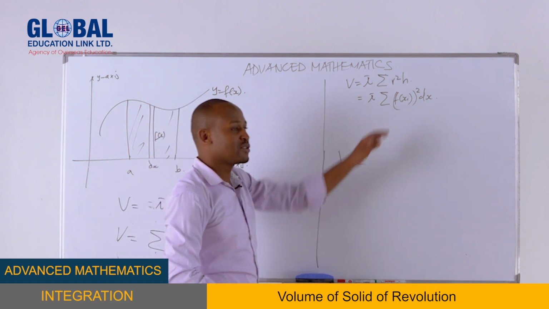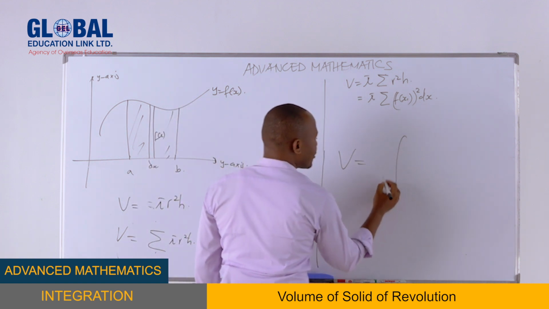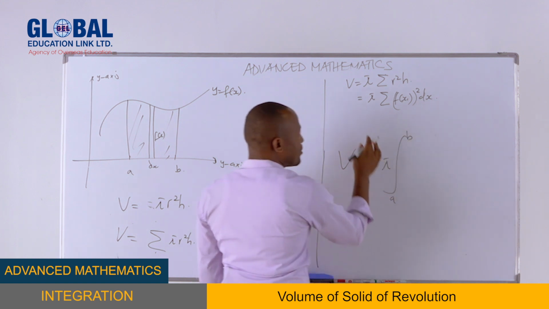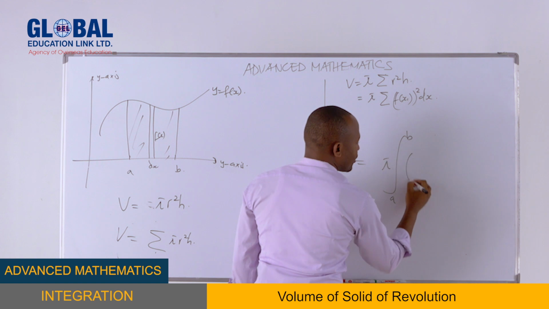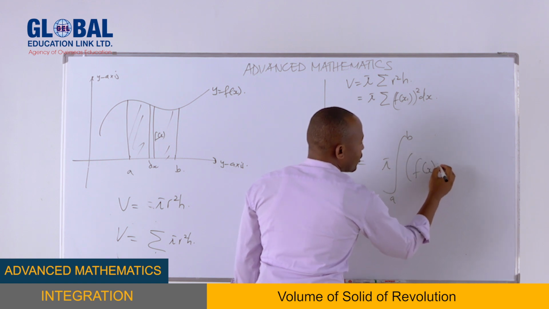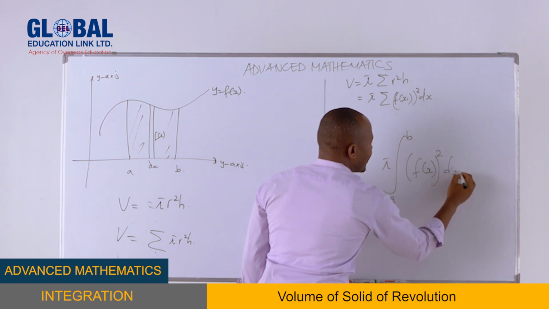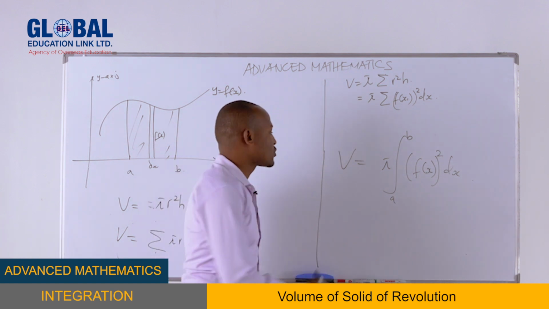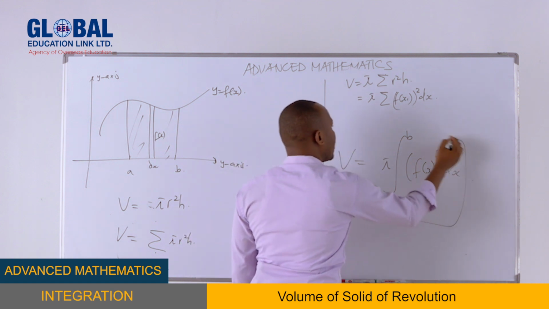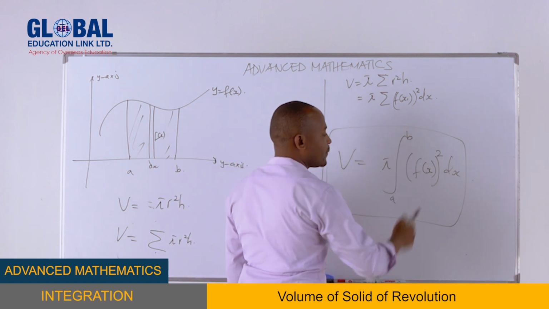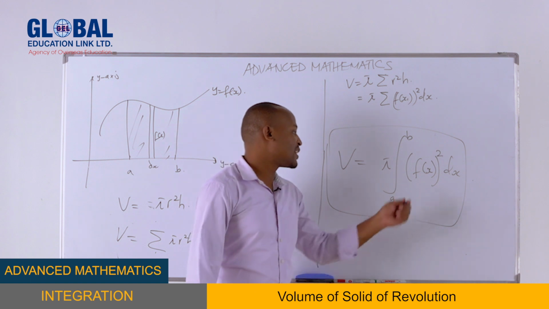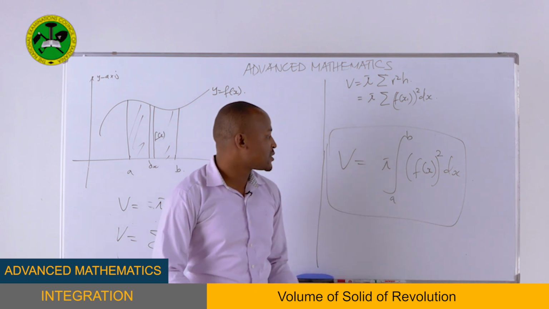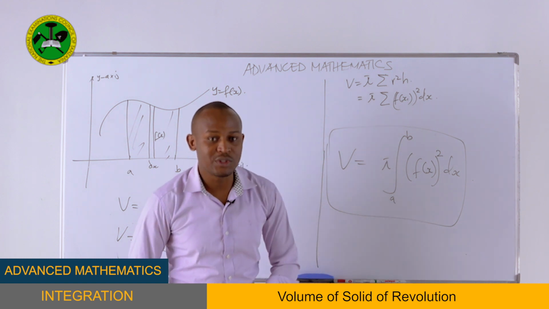If you try to find the summation of those points, it will be the integral from point a to point b of pi times, in brackets, f of x squared dx. So this will be the formula used to find the volume of a solid of revolution from point a to point b, if the function is f of x and with respect to dx. This is the formula that we'll be using.